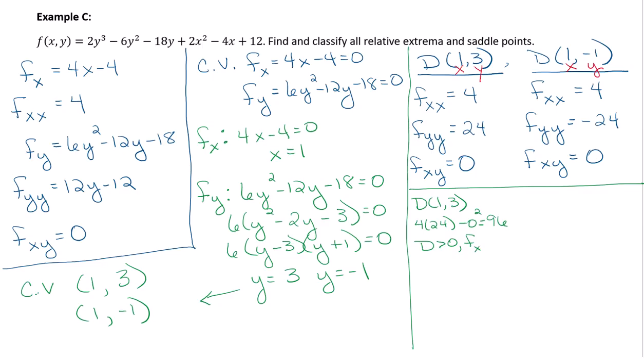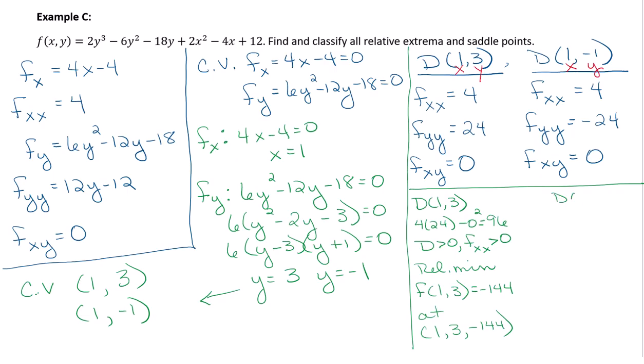Also, our second derivative with respect to x and x is also greater than 0. So that means we have a relative min, but we have to determine where that value is. We have f of 1 and 3. We need to figure out what that output is. So when we plug it into our original equation up here, we're going to get a negative 144. So we have a relative minimum at the point 1, 3, negative 144.